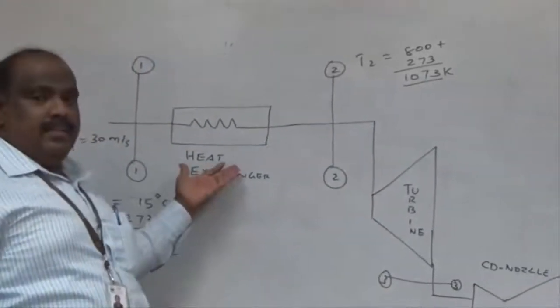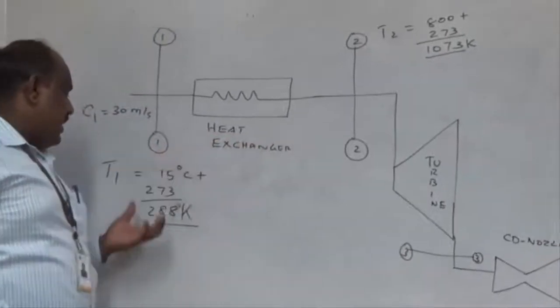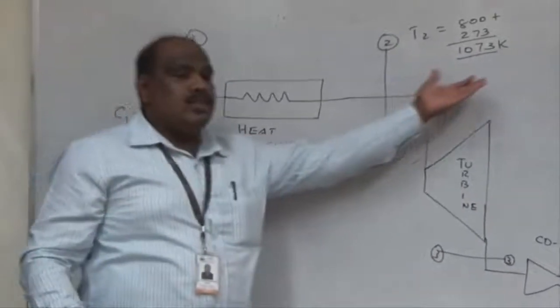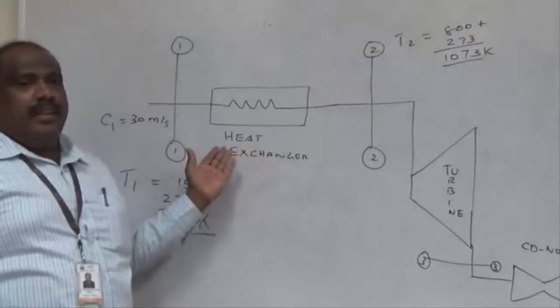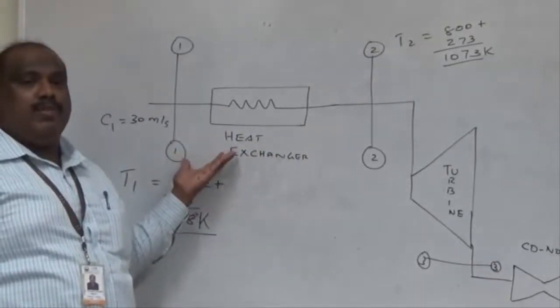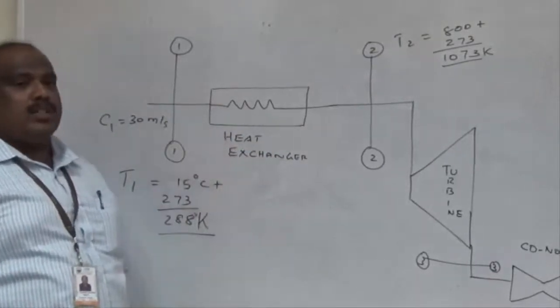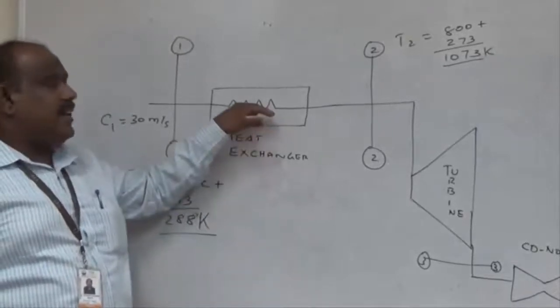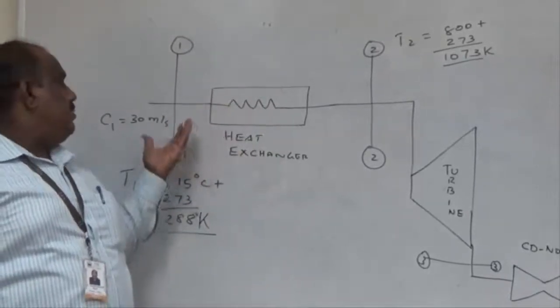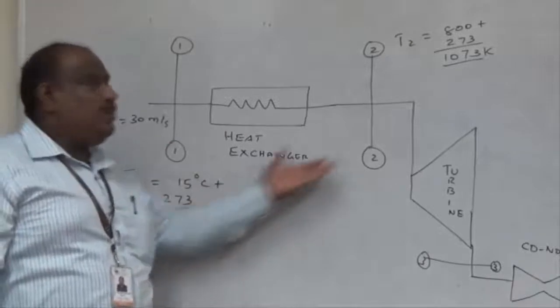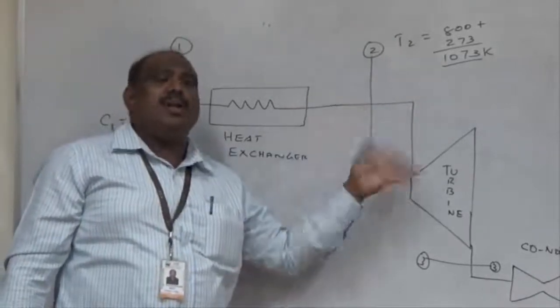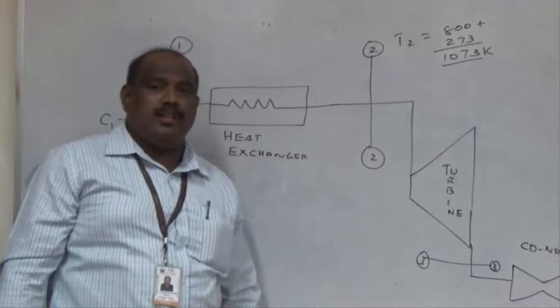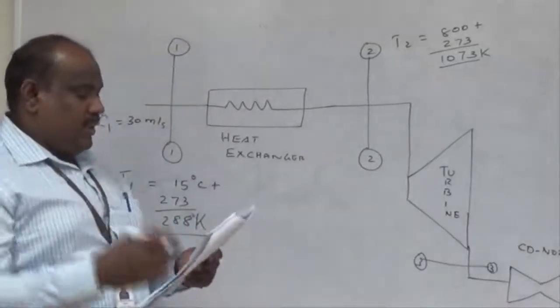So what has happened here? The temperature has risen from 288 Kelvin to 1073. What has happened here? Heat transfer. Heat is transferred. That's what we want in a heat exchanger. So what is the question they will ask? How much heat is added to the air to raise it from 288 Kelvin to 1073 Kelvin? This is the question they may ask. This is the only possibility. Got the logic? So that is how to frame the question.